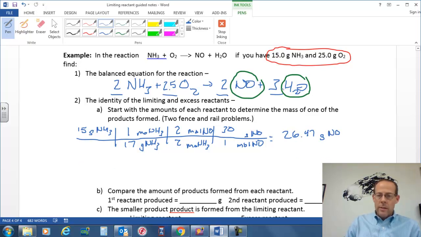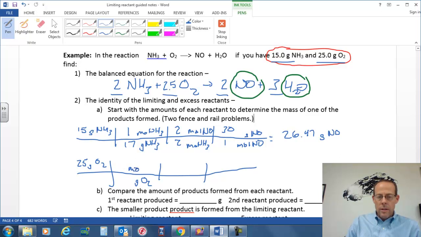Okay? So, same exact thing, except now we're going to start with 25 grams of oxygen. So again, we're starting with both of these reactants, both of their amounts, and going to the same product. So 25 grams of O2. And we have a 3 fence post problem again. Grams to moles to grams. So let my units guide me. I have grams of oxygen to moles of oxygen. It's molar mass. So I've got 1 mole, and it weighs 32 grams because each oxygen is 16, and it's O2.